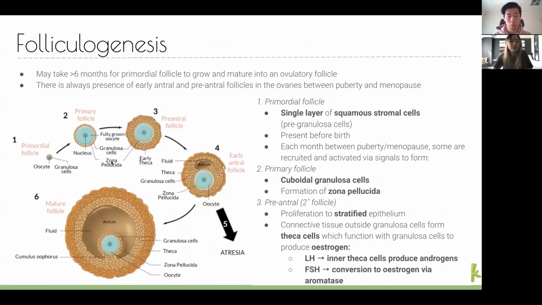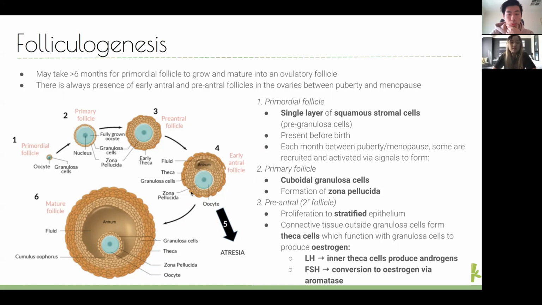And you also have formation of the zona pellucida just underneath there in the white. I don't know if you can see, but that basically serves as a layer of protection, which we'll go through later. And then you enter your pre-antral follicle, which they sometimes also call the secondary follicle. By this time, these cells have divided, and so they proliferate to form stratified epithelium. Stratified just means there are lots of layers.